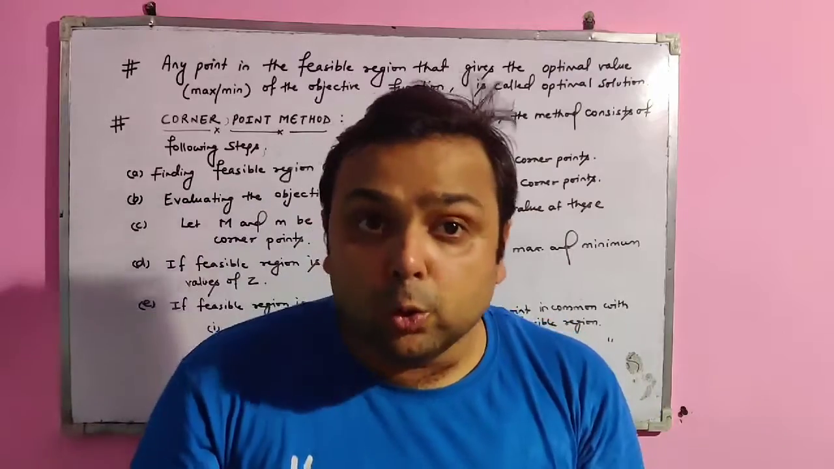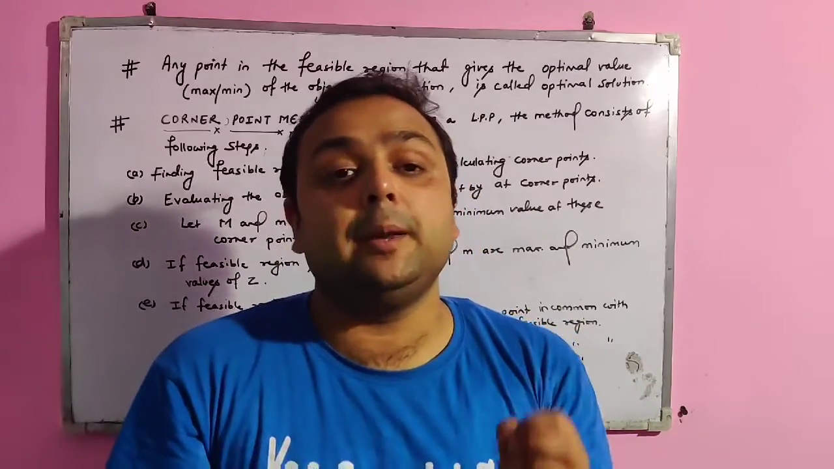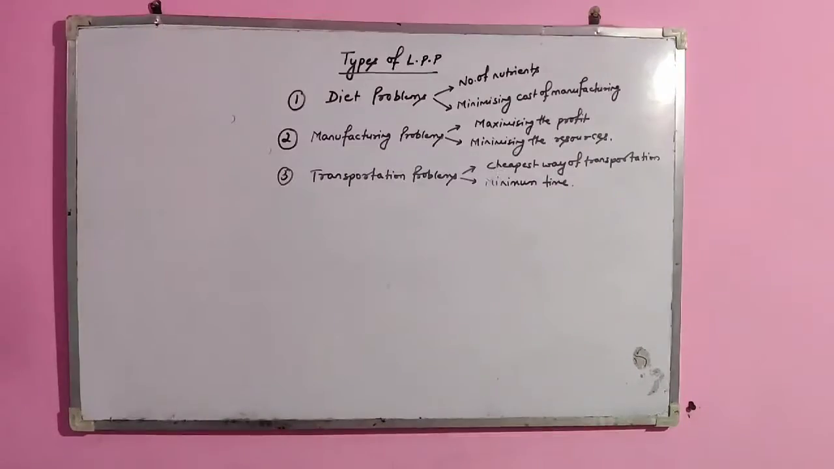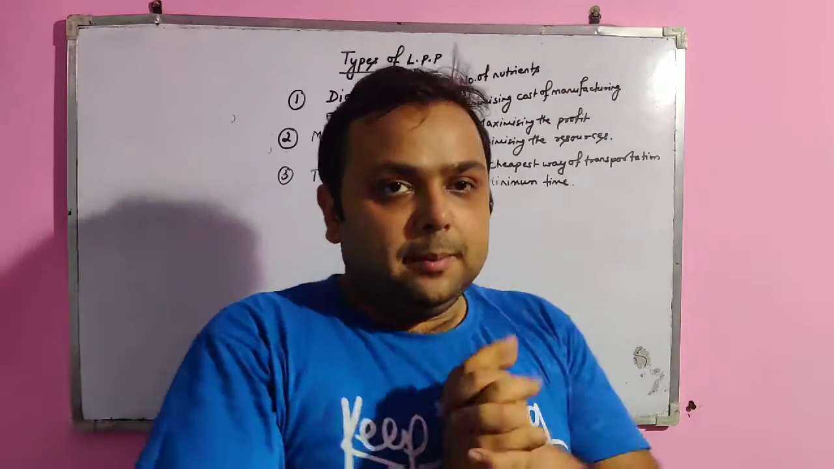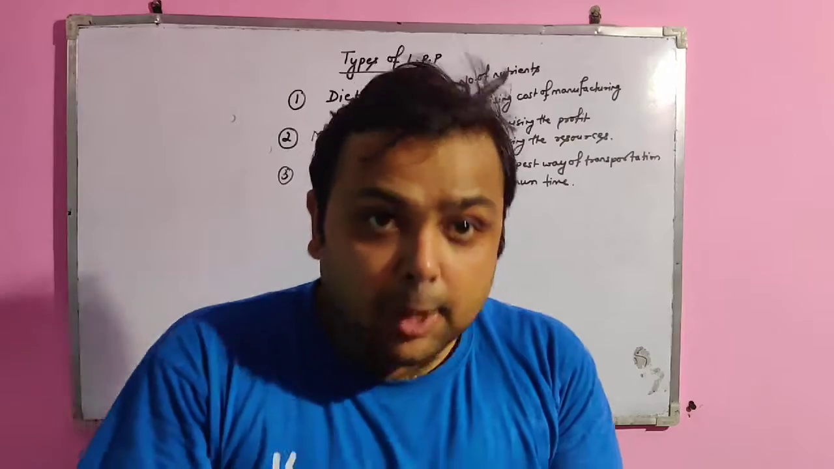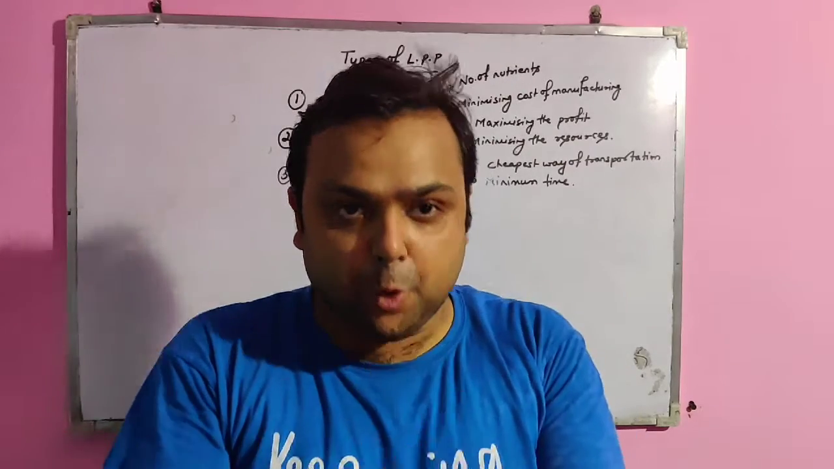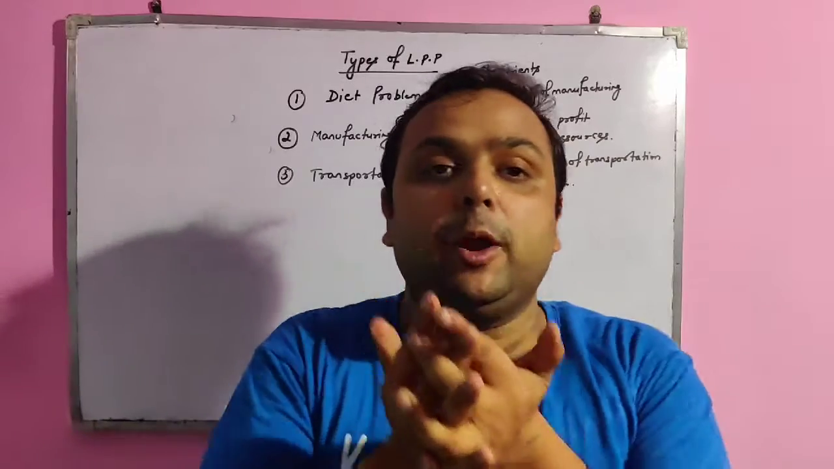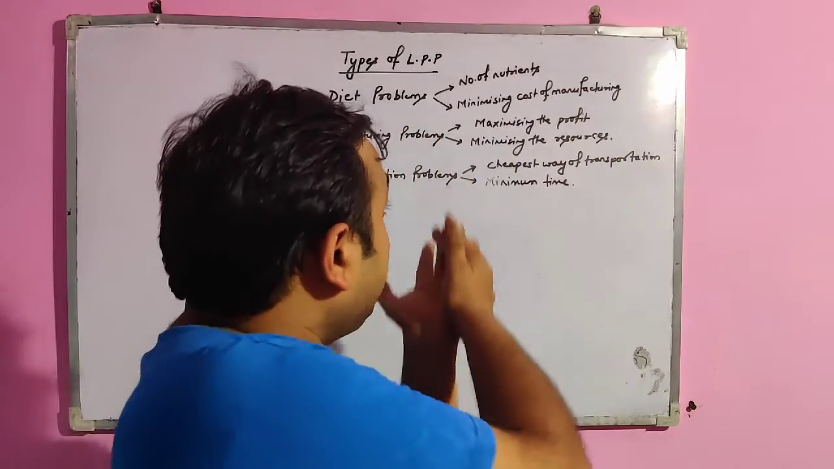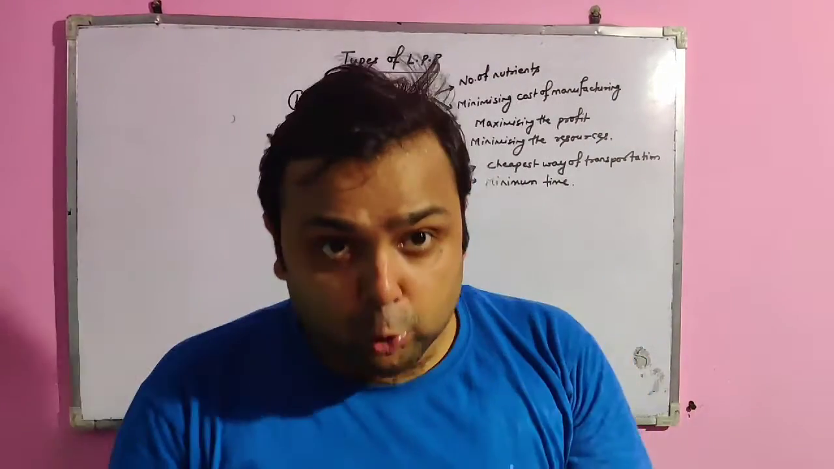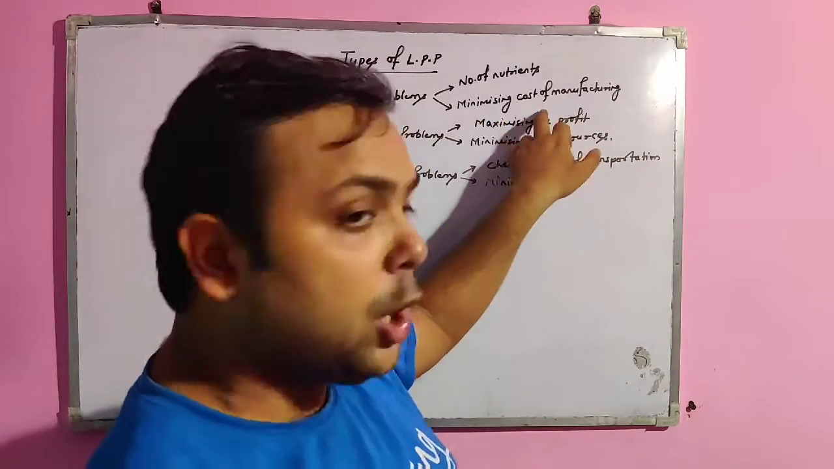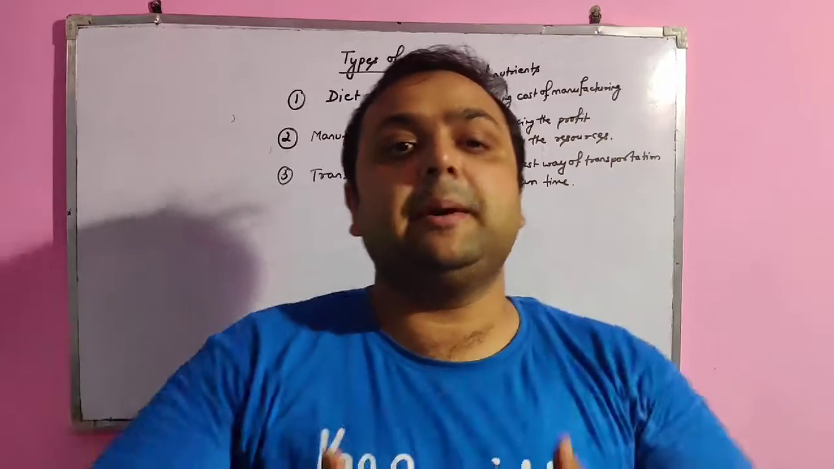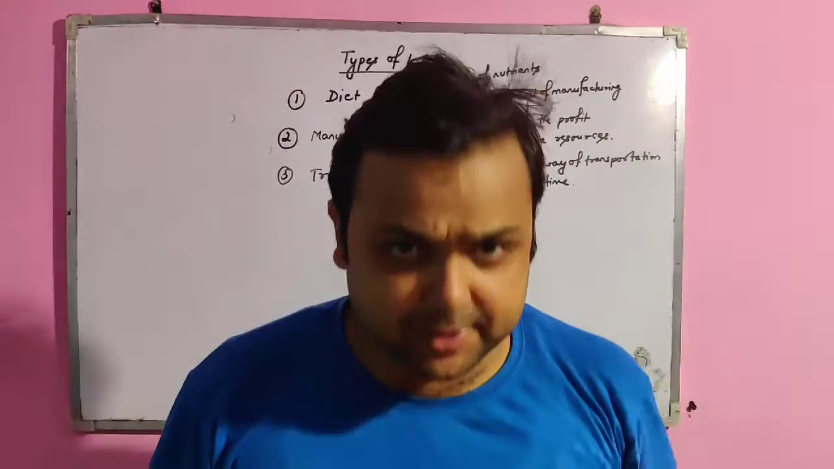Now I am going to tell you how many types of linear programming problems there are. There are three types of problems: diet problem, manufacturing problem, and transportation problem. We have to solve all these three types of problems using the corner point method. In these problems, we have to find the objective function, that is, minimizing the cost, maximizing the profit, minimizing the resources, minimizing the time, and so on. There are different types of concepts here.